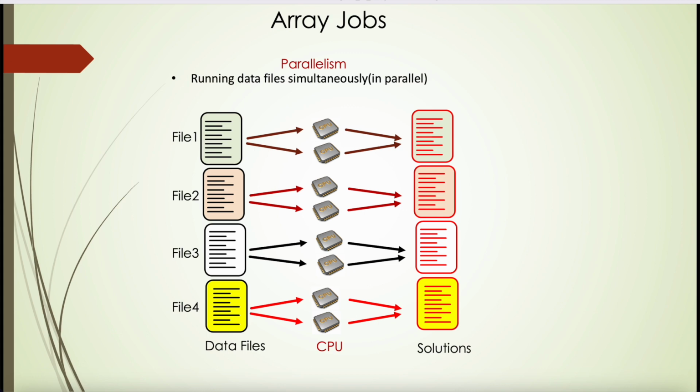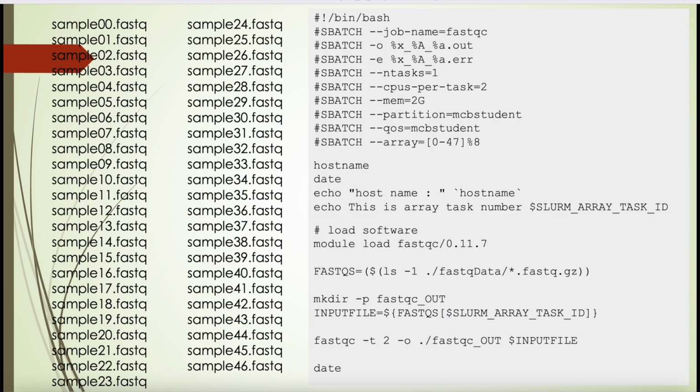File 1 is a fastq file, file 2 is a fastq file from individual 2's genome, file 3 is from individual 3's genome, file 4 is from individual 4's genome, and we want to do a QC across all of those, let's say. So rather than running one file at a time, waiting for it to finish and then running the second one, what we can do is run all of them in a single go by writing one single script. And that's what an array job is.